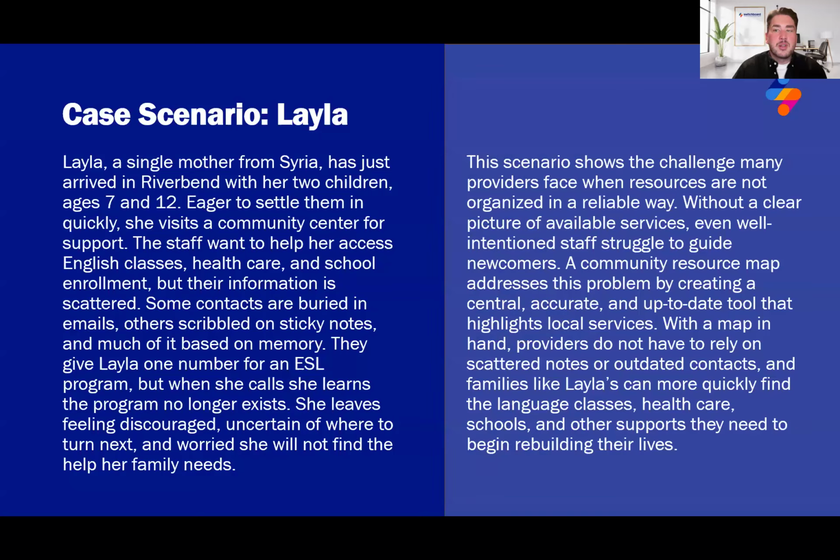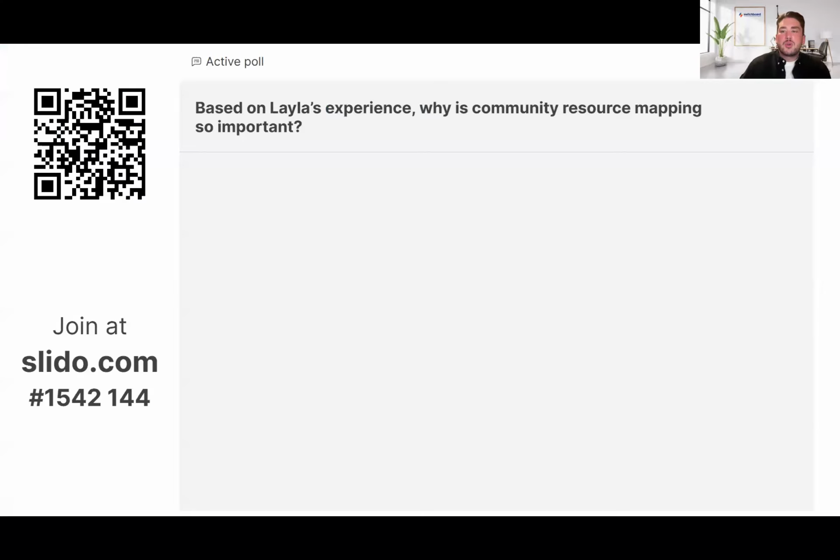Without a clear picture of available resources and services, even well-intentioned staff struggle to guide newcomers. A community resource map addresses this problem by creating a central, accurate, and up-to-date tool that highlights local services. With a map in hand, providers do not have to rely on scattered notes or outdated contacts, and families like Layla's can more quickly find the language classes, healthcare, schools, and other support that they need to begin rebuilding their lives.